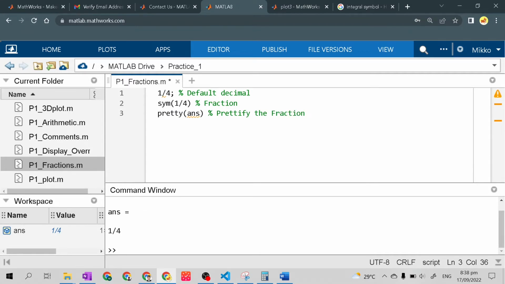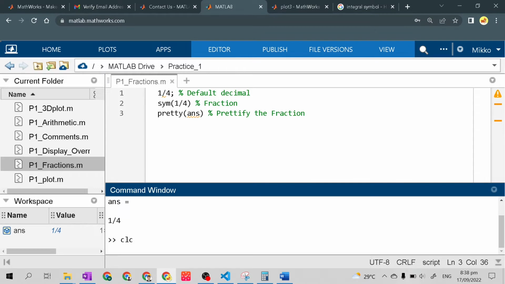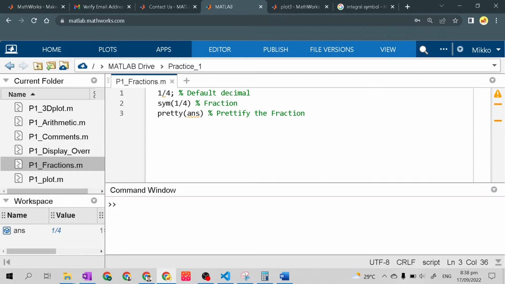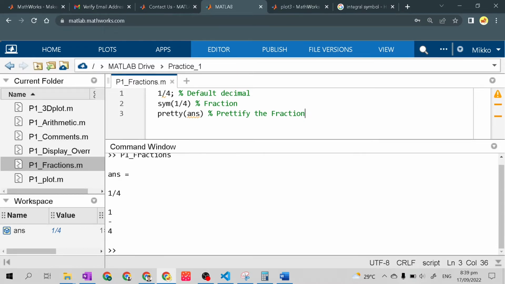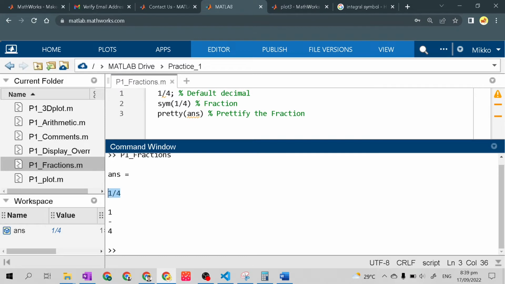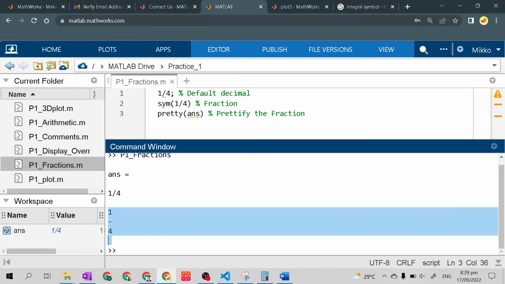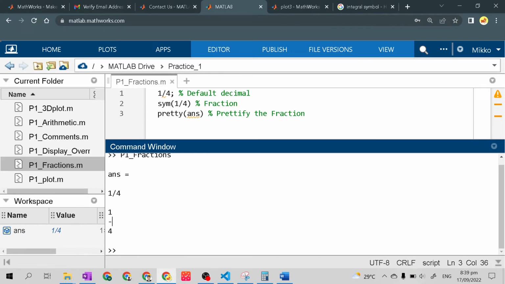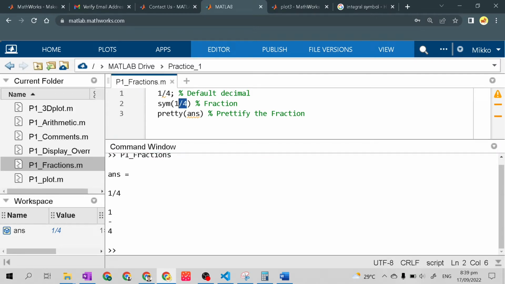So CLC. Let us not erase or clear the workspace. Then let's run the program. So this is the fraction form from earlier. Then this is the prettified fraction form of the fraction 1/4.